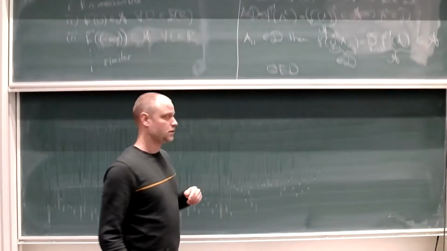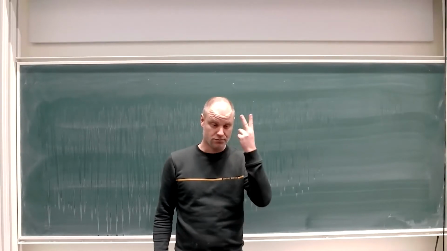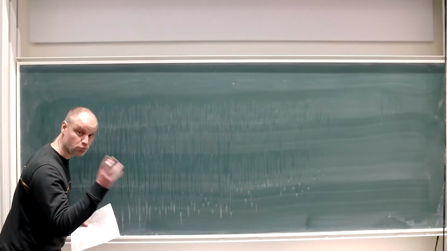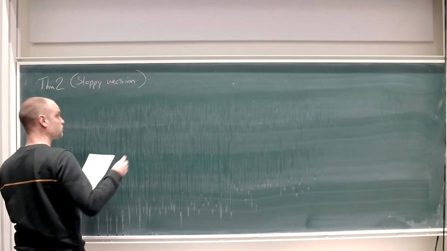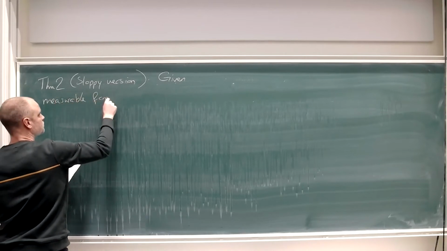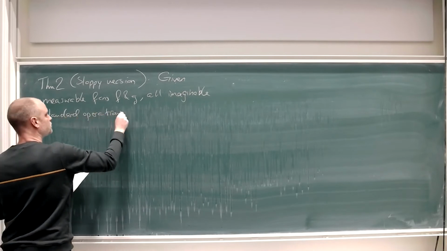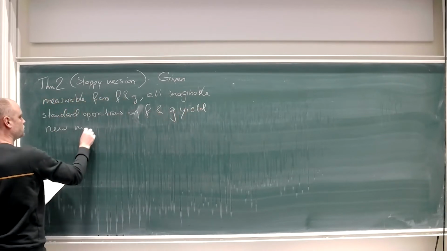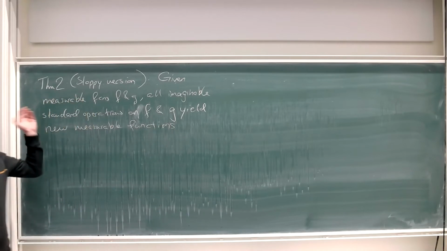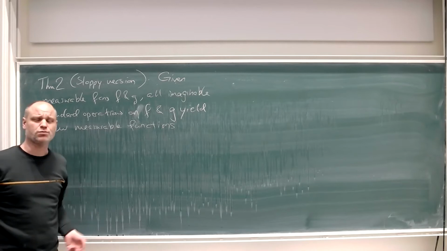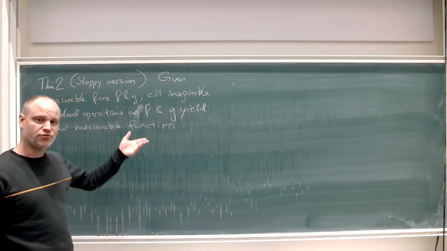Okay, I said there are three major theorems in part one. Here comes the second major theorem. Sloppy version: take two measurable functions and do whatever you want with them. Sum them up, add them up, divide them, take the maximum. You're going to get a new function which is measurable.